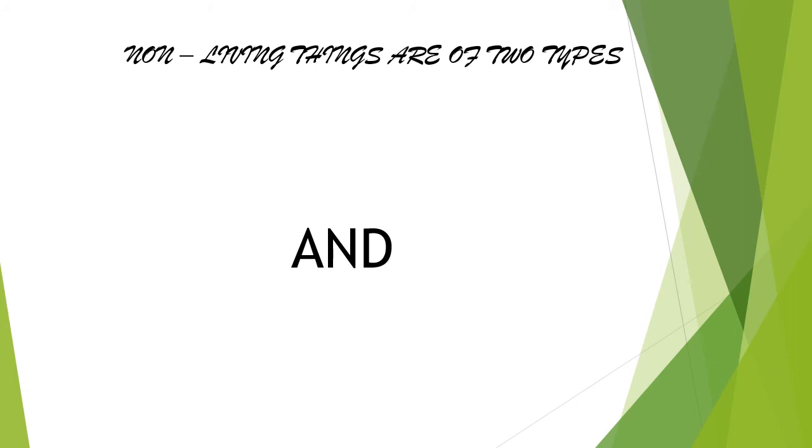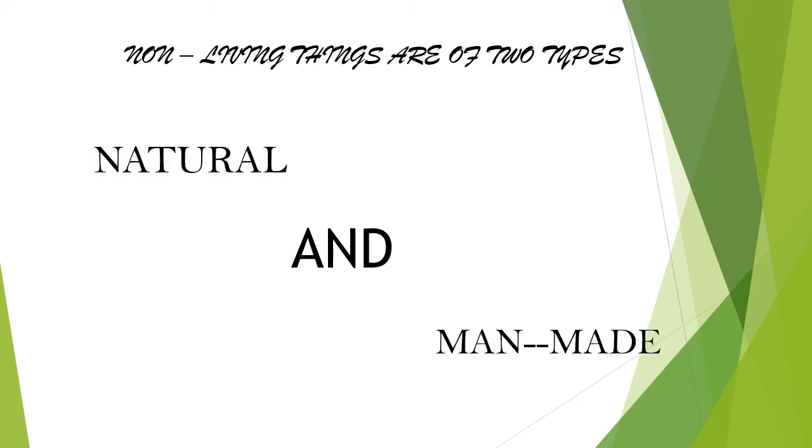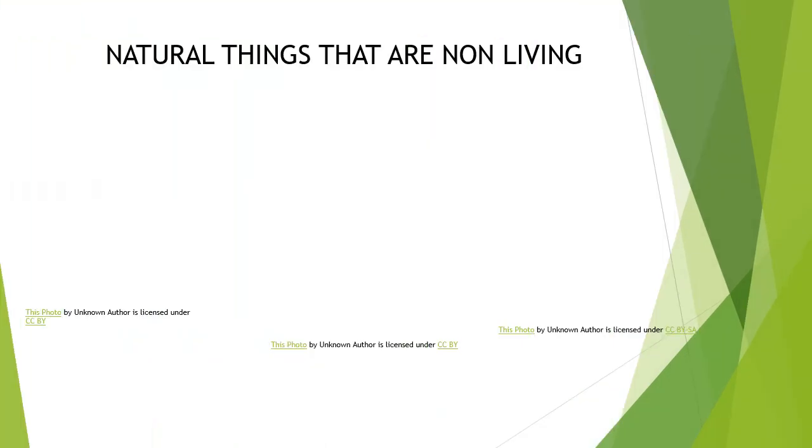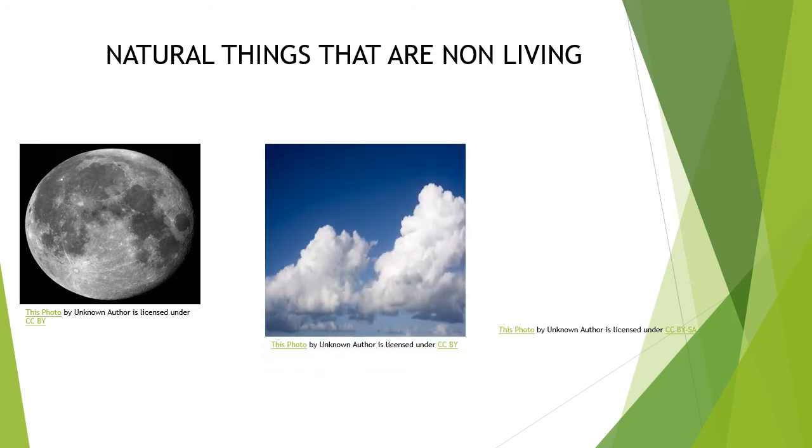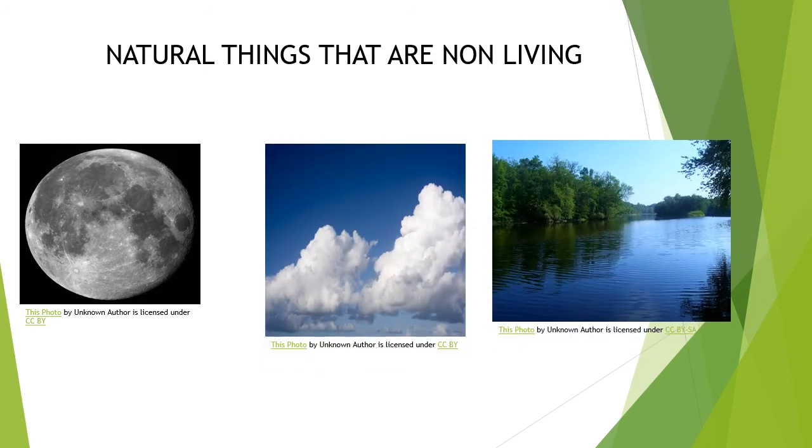Now, non-living things, as I said, are things that don't have life in them. Now, these non-living things are again divided into two types. One is natural and the other one is man-made. Now, which are the natural things that are non-living? The moon, clouds, and river are things that don't have life in them.